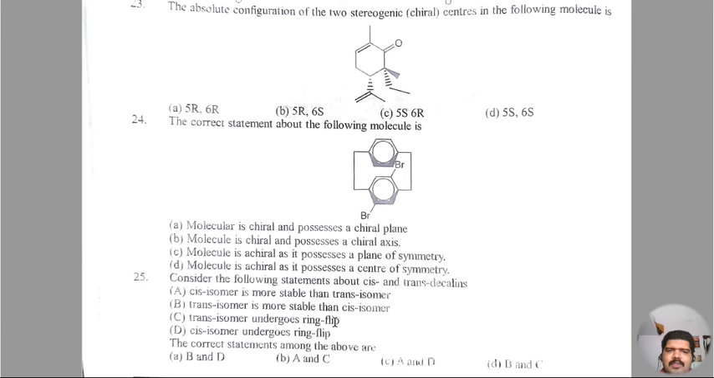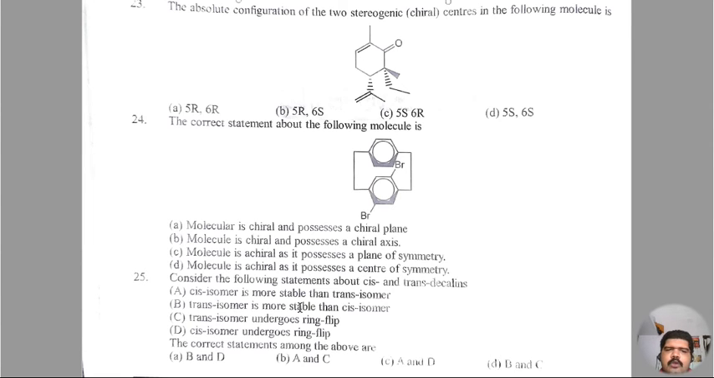Four statements are given regarding cis and trans decalin, which is quite direct, and you need to select which are the right answers. The cis isomer is more stable than trans isomer. Which one is more stable, cis or trans? It will be trans, because decalin may be considered as 1,2 disubstituted cyclohexane. So in the trans form, both the cyclohexane rings are fused through equatorial, while in cis it is axial equatorial. So equatorial is more stable, so trans isomer is more stable.